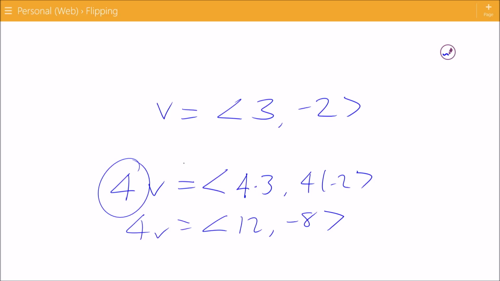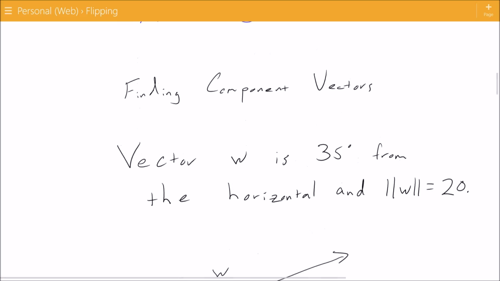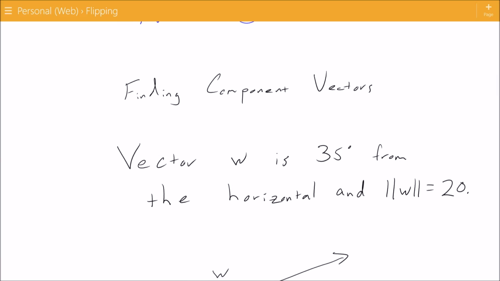From here, if I want to find the magnitude, I would do it the same way that I would do for any normal vector. I would take these two quantities here and then square them, find the square root of their sum. That's it. I can add them or subtract them from here. Just remember to distribute whatever the scalar is to the component vectors, or finding component vectors. So let's say that I've got a vector w, and I know that it is 35 degrees from the horizontal and has a magnitude of 20.